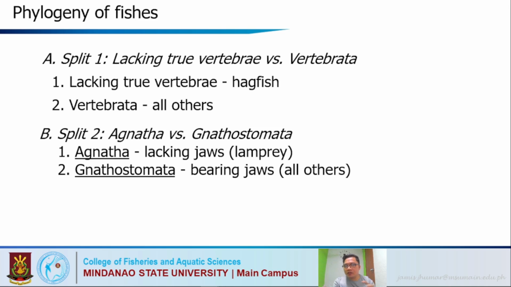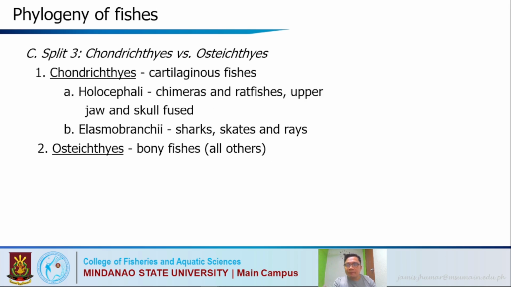And then if they have jaw, you're going to proceed with another split, which is the split of Chondrichthyes and Osteichthyes. Chondrichthyes basically are all cartilaginous fish. Osteichthyes are all bony fish. Okay, so kapag Chondrichthyes, you could also classify them according to the holocephali or elasmobranchi. Okay, so these are basically the type of organisms that fall in this particular group of fishes.